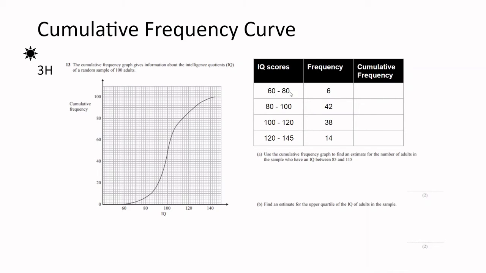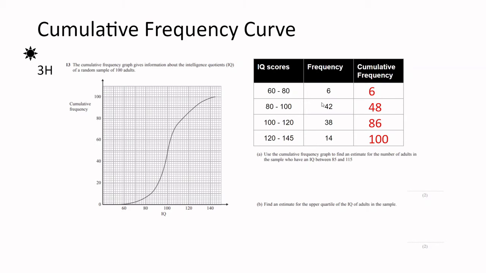So between 60 and 80, I said that the frequency was 6, so the cumulative frequency would have been 6 as well. However, between 80 and 100, the frequency was 42, so the cumulative frequency, cumulate means accumulate, to gather as we go along. We're going to add the 42 to the 6 that we had before. So 6 plus 42 is 48. Continuing along, accumulating frequencies as we go. 48 plus the 38 gives me 86. And then 86 plus the 14 gives me 100. All together, the total frequency is 100, and I accumulated frequencies as I went along.